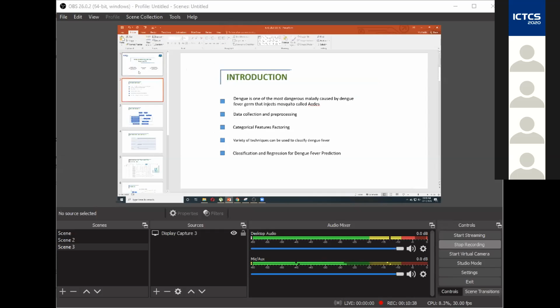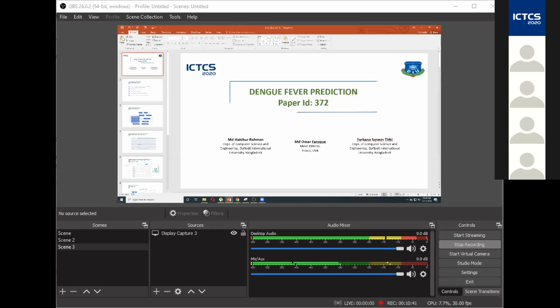Can you zoom your application? Zoom your screen. Sure.